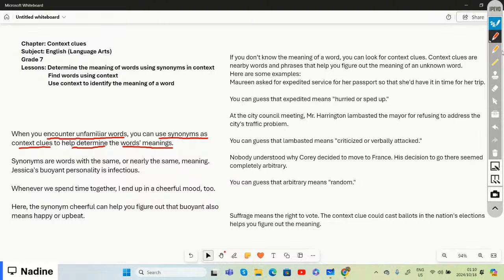All right. And if we look at synonyms, firstly, synonyms are words with the same meaning, or words with almost or nearly the same meaning. That is synonyms. It doesn't have to be directly the same meaning, it can be words with similar meaning.